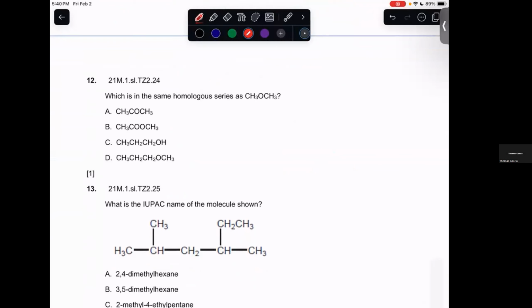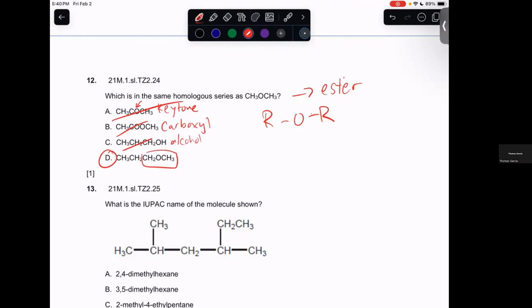Number 12, which is in the same homologous series as CH3OCH3. This, to me, looks just like the ester that we recognize. This is our ester. Whoops. Ester. And so we're going to look for another ester, which is ROR. So right here, once again, I see a ketone. That's a ketone. So that's not it. Right here, I see a carboxylic. Carboxyl. Nope. Right here, I see an alcohol. Alcohol. Or a hydroxyl. Oh, here's my magic ketone, D. Or here's my ether in D.